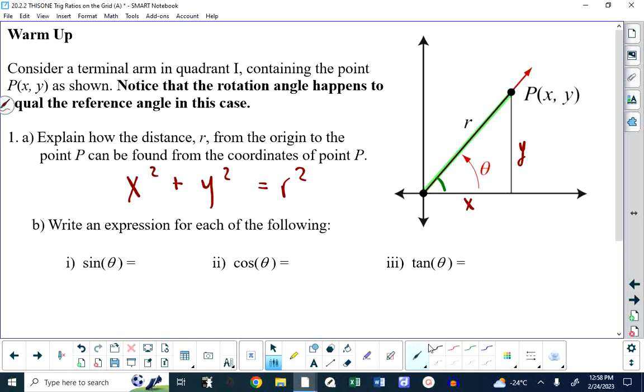Write an expression for each of the following. What is the sine of theta? This is the most important thing so far. We're not going to use the words opposite or adjacent or hypotenuse anymore. Looking at that triangle, since sine is opposite over hypotenuse, we have to say this now. The sine of the angle is y over r.